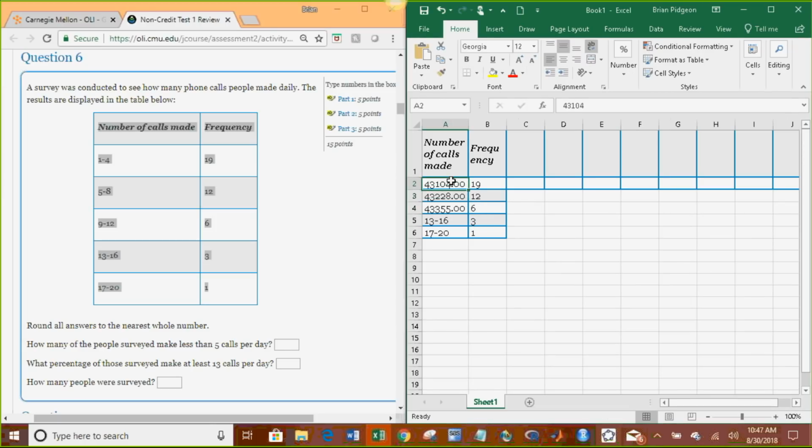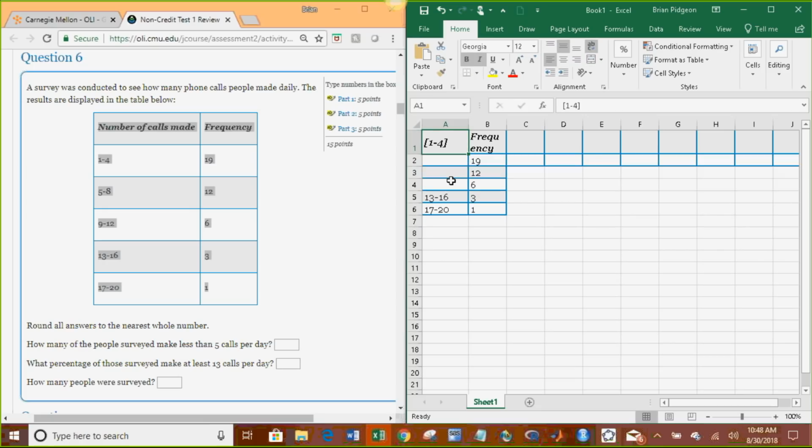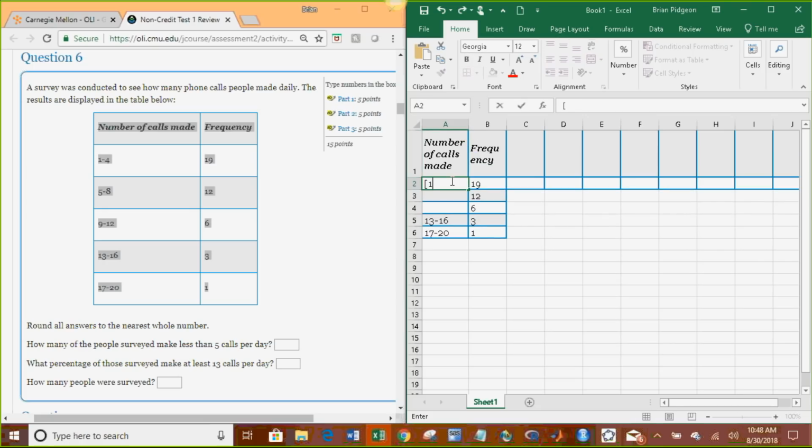1 through 4. All right, like this, as an interval, just so we can see. 5 through 8. If you're taking a test, this range will help you with your answer, but it's not necessary to do it like that. So, how many people surveyed make less than 5 calls per day? Less than 5 is not including 5, so we can just use our frequency table and see that the people who make less than 5 calls per day are the people who made 1 through 4 calls a day, which is just 19.